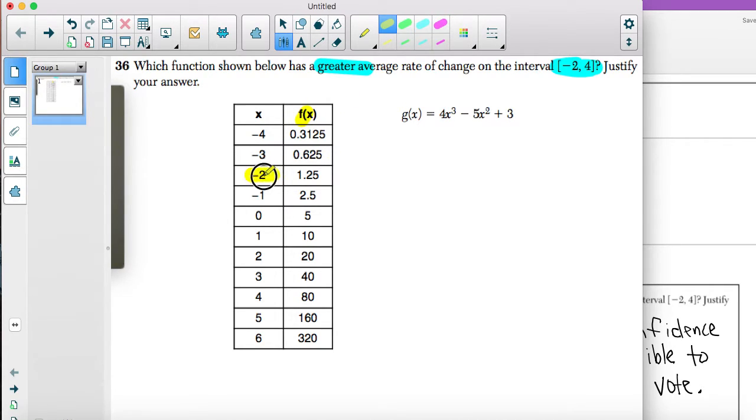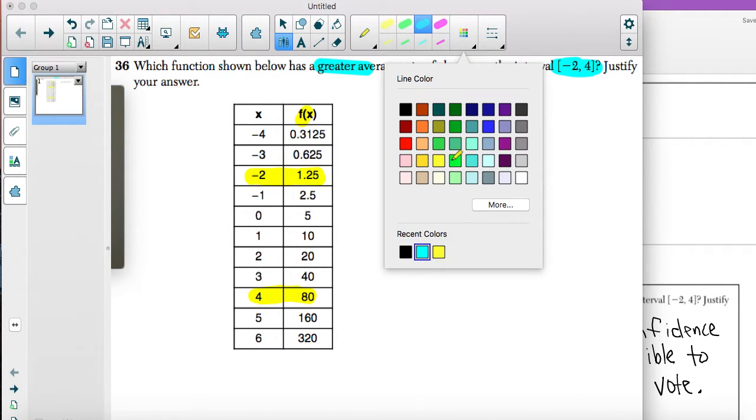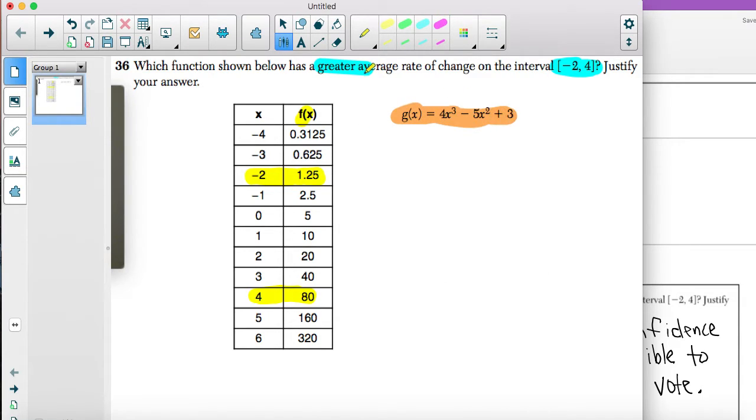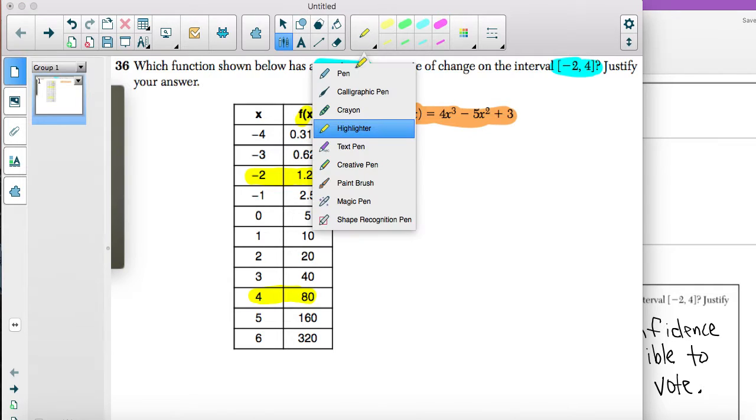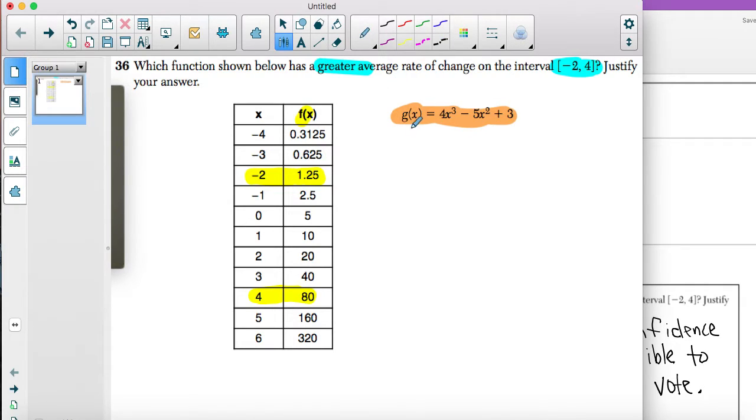So -2 to 4, the rate of change formula is just the change in output divided by the change in input. And for g of x, I'll use this orange color. All right, so let's find the rate of change for g of x first. The rate of change of any function is, this is x1, this is x2.